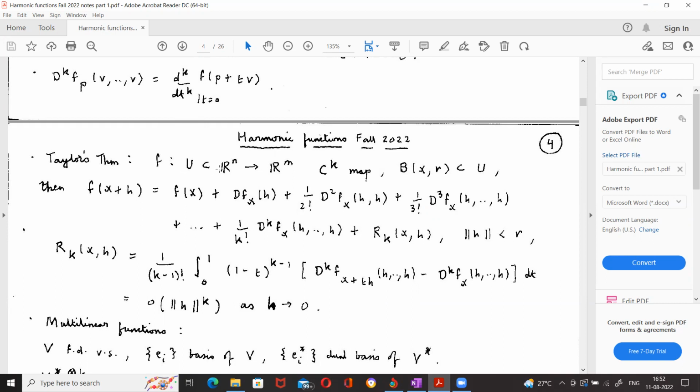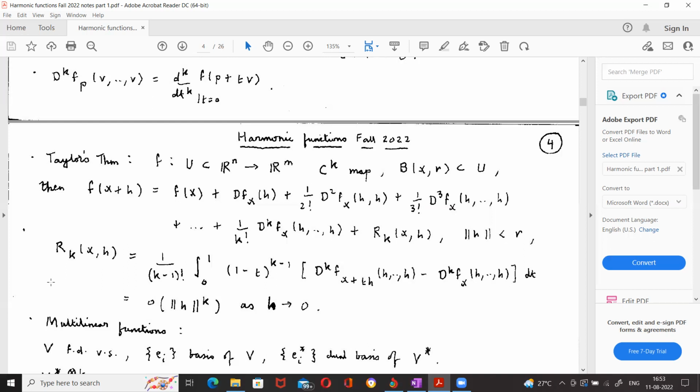Okay. So we have the following Taylor's theorem: if f is a C^k map from an open subset in R^n to R^m, and I take a ball of radius r around a point x which is contained in my domain U, then for norm h less than r, for points in this ball, f of x plus h is f(x) plus df_x applied to h plus 1 over 2 factorial d^2 f at x applied to (h, h) plus 1 over 3 factorial d^3 f at x applied to (h, h, h), and so on, up to 1 over k factorial d^k f at x applied to (h, ..., h), plus a remainder term R_k(x, h).